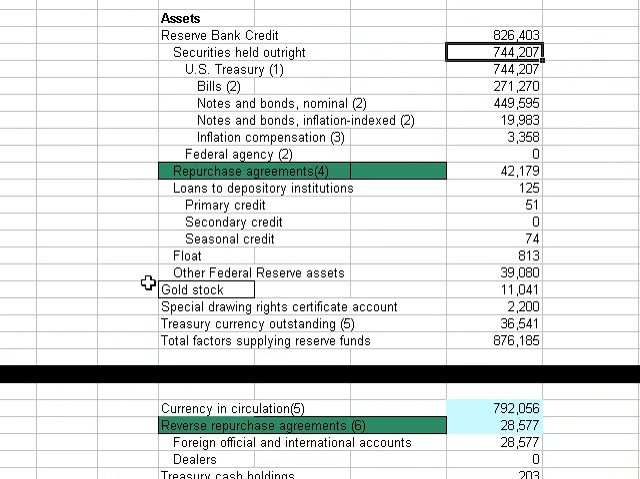Now, the way financial statements work is whenever you see something indented, it's a subcategory of the entry above. And so right here, securities held outright, subcategory of total reserve bank credit. And what total reserve bank credit means is these are IOUs to the Federal Reserve. That means the Treasury, for example, owes money to the Fed, and banks owe money to the Fed. And on that note, Treasuries right here are the biggest asset class of the Federal Reserve in December 2005. It's $744 billion.